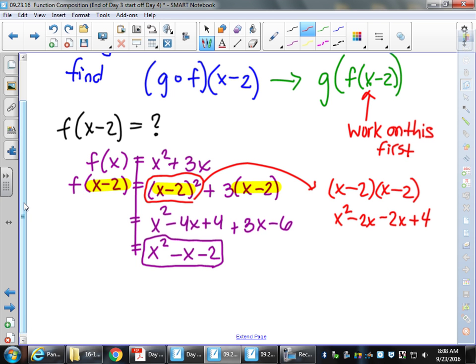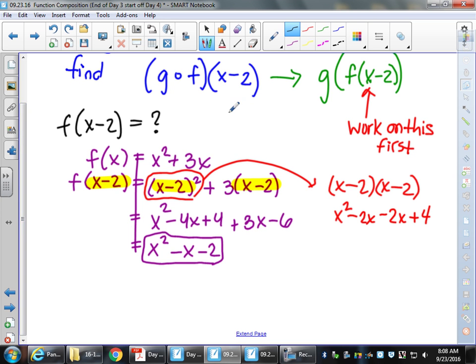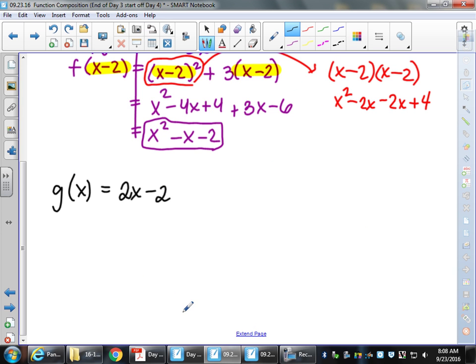So now that you've figured out what the input really is going to be, what are we plugging that into? So g of x was what again? So what this really is going to become now is g of what you just found. Cassie, 2 seconds.